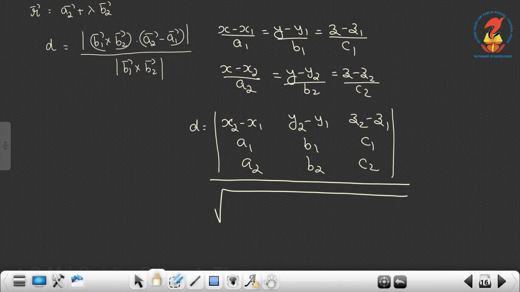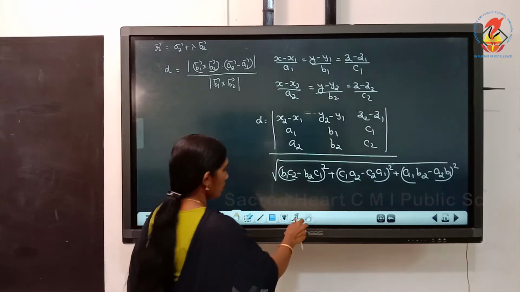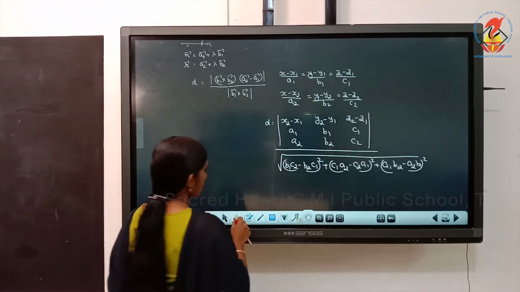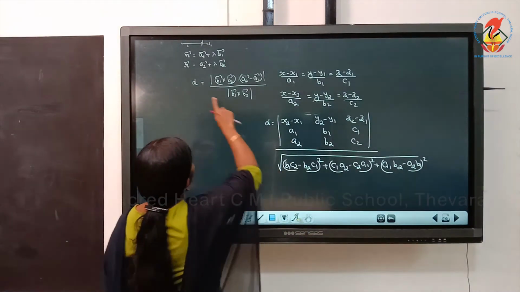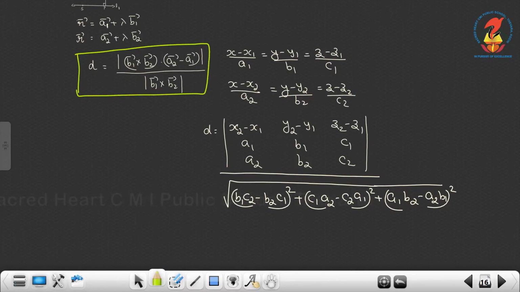Then you have to cross multiply: square root of (b1 c2 minus b2 c1) whole square, plus (c1 a2 minus c2 a1) whole square, plus (a1 b2 minus a2 b1) whole square. So this is the Cartesian form. Cartesian form is a little bit difficult. You can study the vector form.